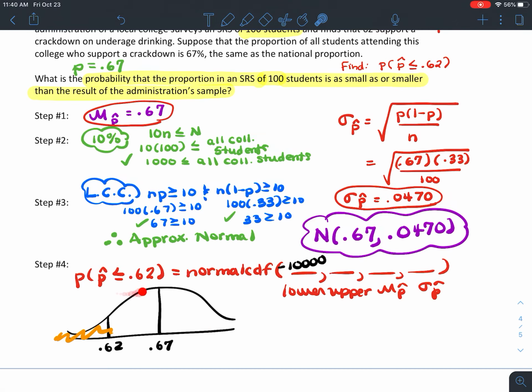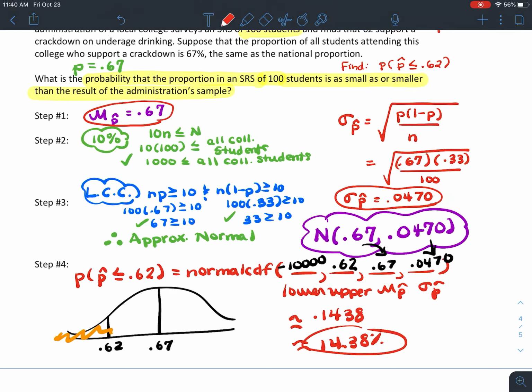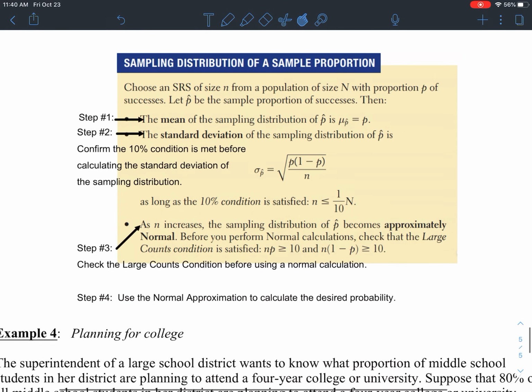I'm getting this from the fact that we know the center, the mean, should be 0.67. Here's what I'm trying to find, anything to the left of 0.62. So we would fill in 0.62 as our upper, and then I can pull these straight here, 0.67, 0.0470, and I end up getting as my answer that we're looking at roughly a 14.38% chance that if they were to repeat this and do another sample, they would get either 62% or less of those students saying they support a crackdown on underage drinking.